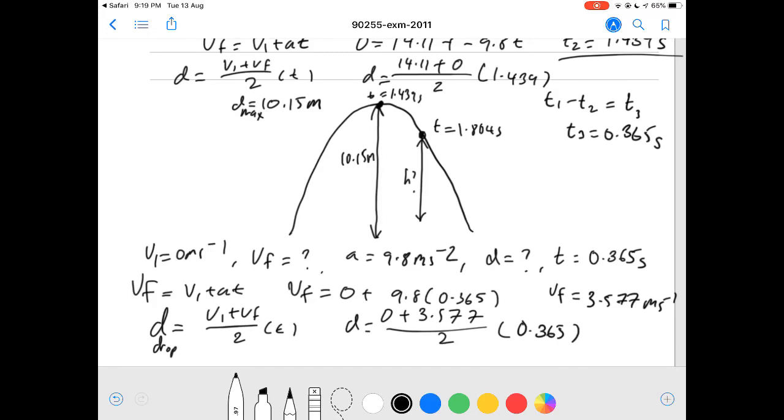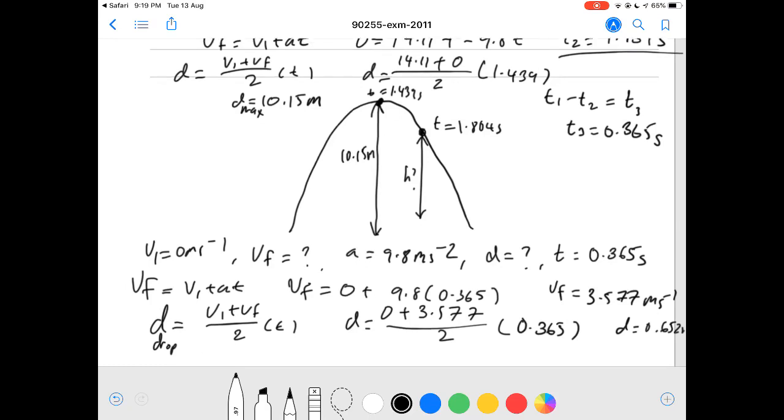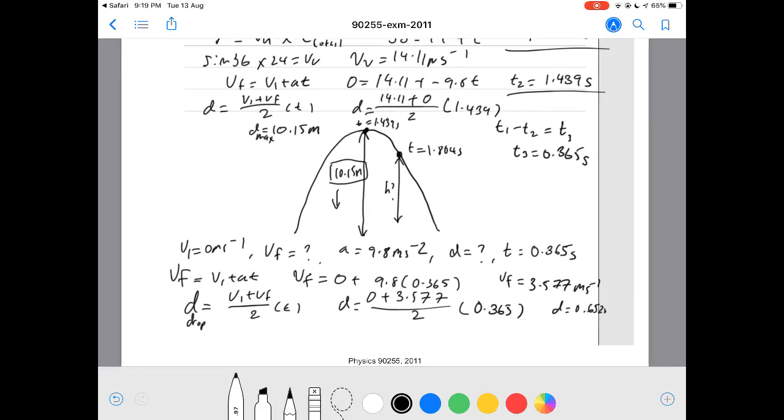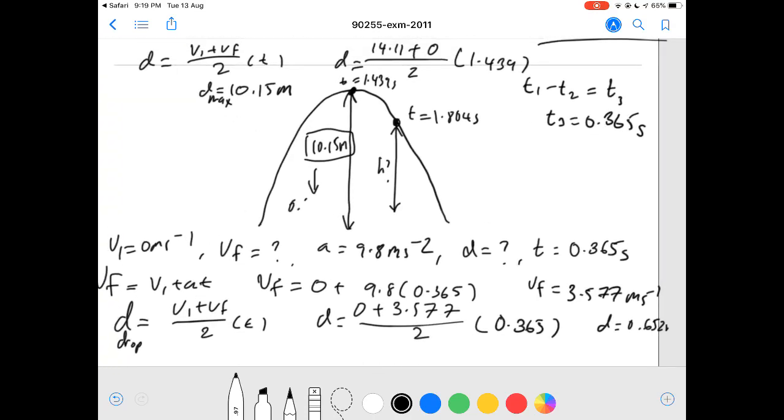So now we just plug into our calculator once again. 0.635. We should get our distance as 0.652 meters, okay? So basically what is this? This is the distance that it dropped. So from 10.5 meters, it has dropped 0.652 meters to get to our new height, okay? So the total distance dropped is 0.652 meters.